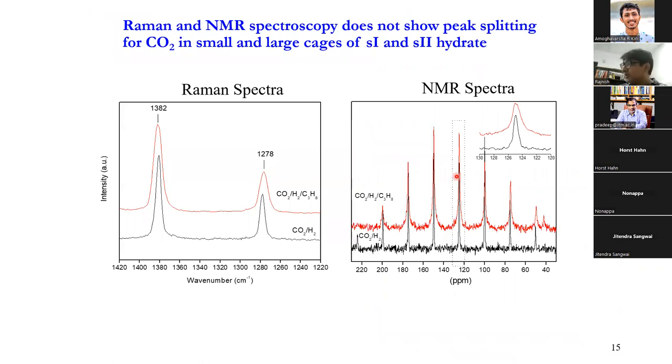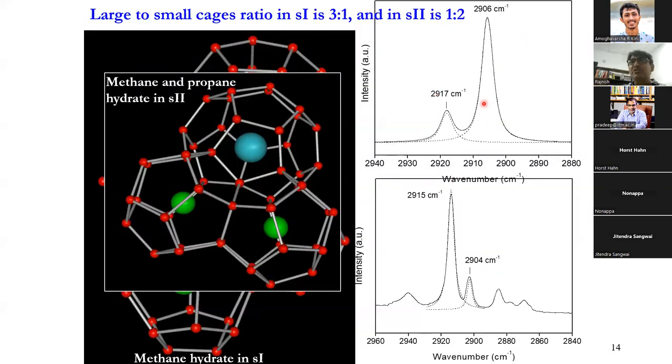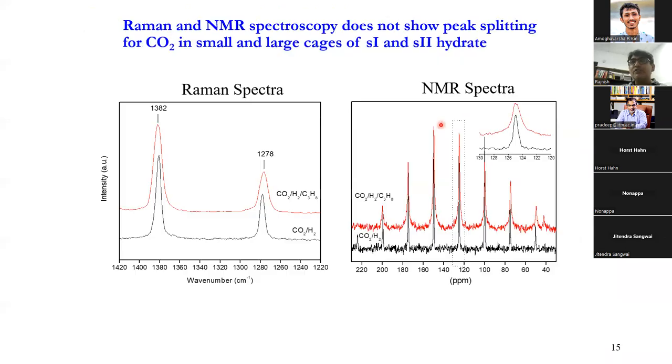However, when you do something similar for CO2, it does not split into two cages. For example, when methane was present in the large cage you had a separate peak, and when methane was present in the small cage you had another separate peak. But when you do something similar for CO2 with Raman, you don't get it. CO2 hydrogen, we saw, forms a structure 1 hydrate and gives one peak here. CO2 hydrogen propane, which forms a structure 2 hydrate, also gives one peak here, and there is no splitting of this peak. So you really don't know whether CO2 has gone into the small cages or the large cages.